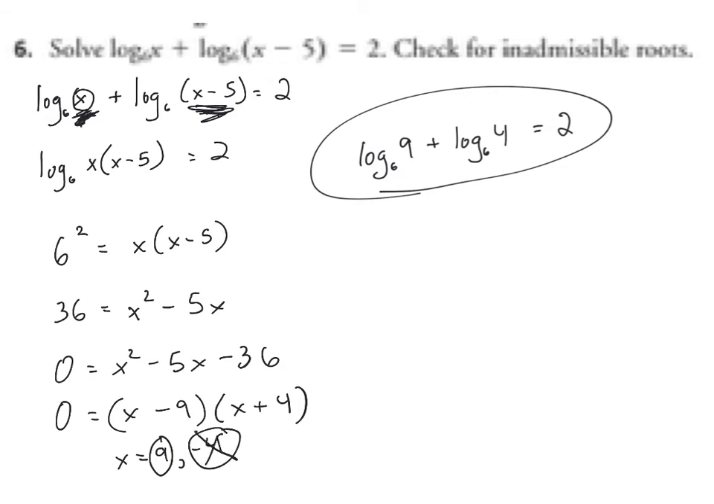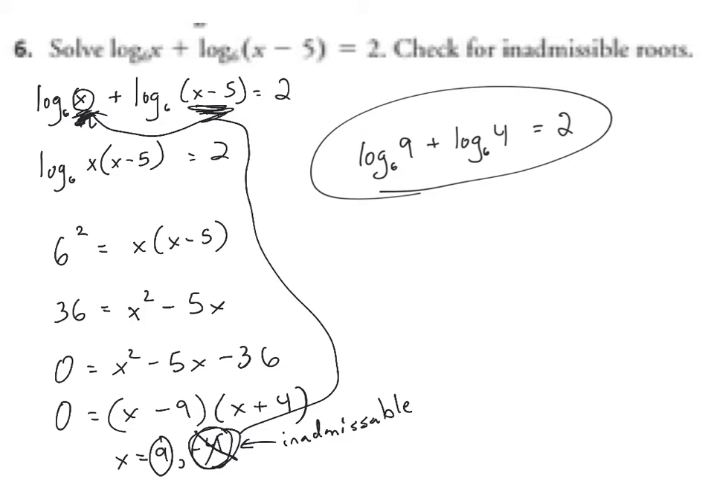So this is called inadmissible. Anytime you get an x value that's not allowed to be in your question, then that's considered inadmissible. That's the word we use. You don't say undefined, you say inadmissible. Undefined is like when you're dividing by 0, that would be undefined.